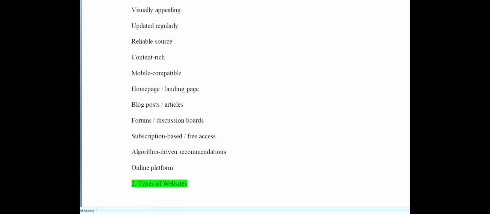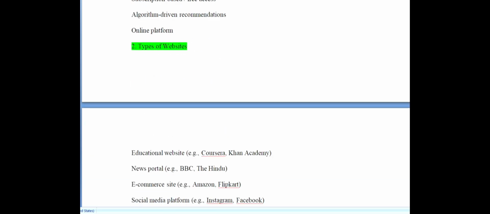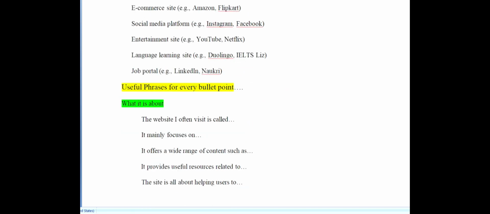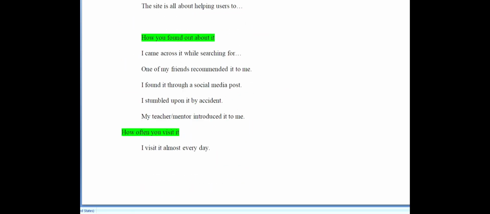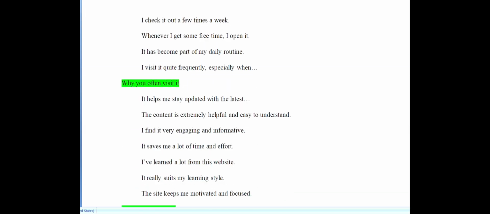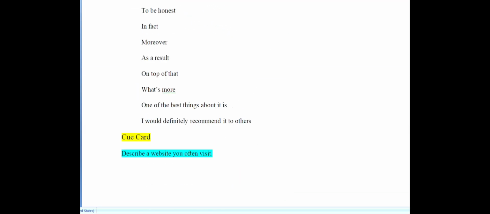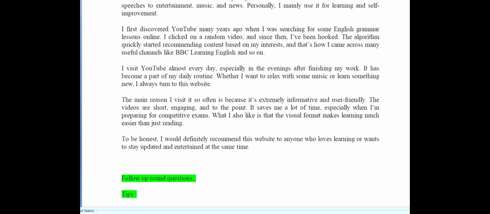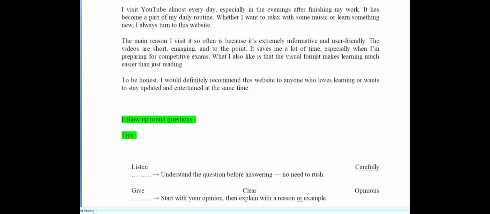Following this again, for every bullet point, I have developed a few phrases. You can use them in your own sample answer. And at last, we will study a full length sample answer. This is what we are going to do in the small session of speaking module cue card question.